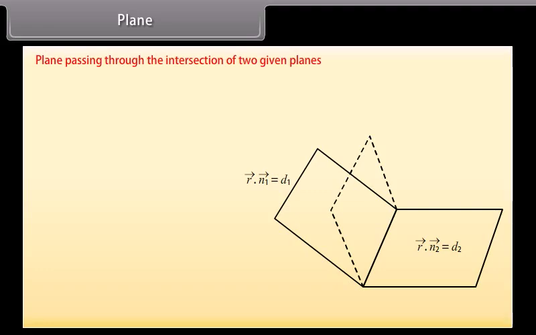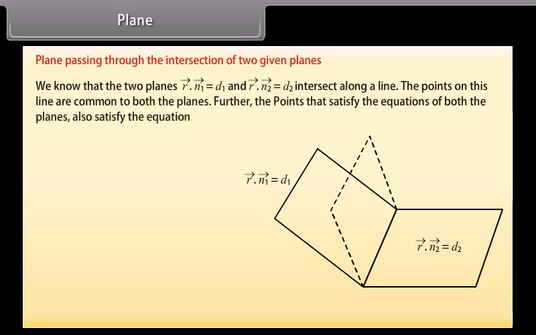Plane. Plane passing through the intersection of two given planes. We know that the two planes dot product of vector r and vector n1 equals d1 and dot product of vector r and vector n2 equals d2 intersect along a line. The points on this line are common to both the planes. Further, the points that satisfy the equations of both the planes also satisfy the equation dot product of vector r and vector n1 plus lambda n2 equals d1 plus lambda d2, where lambda belongs to R.